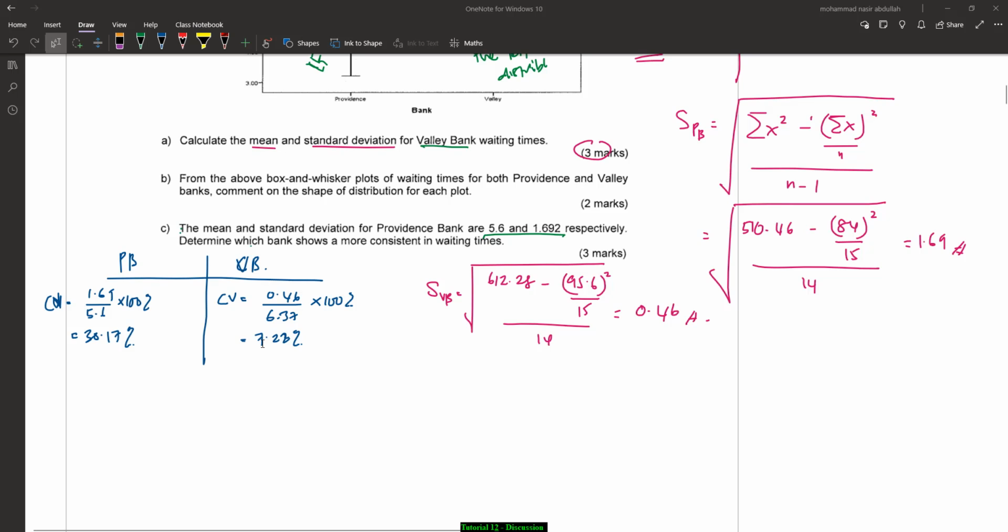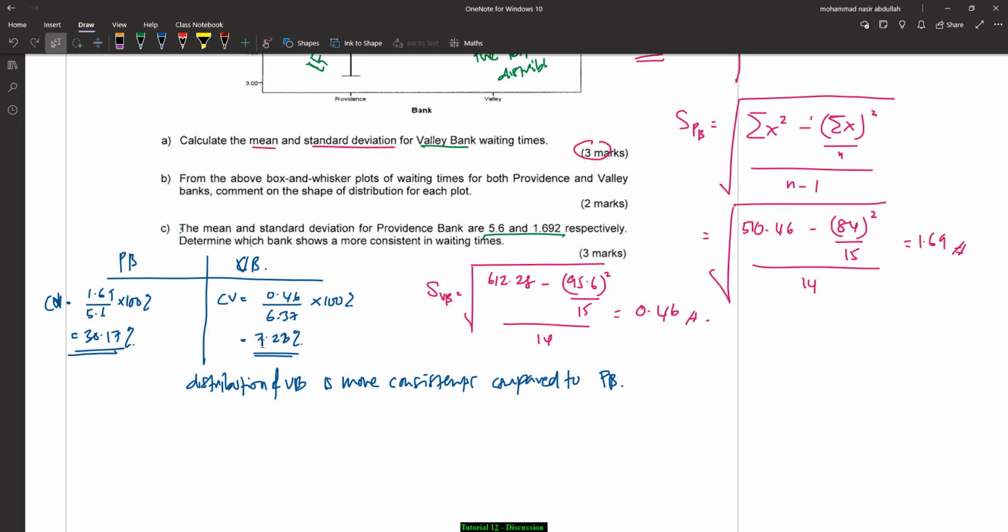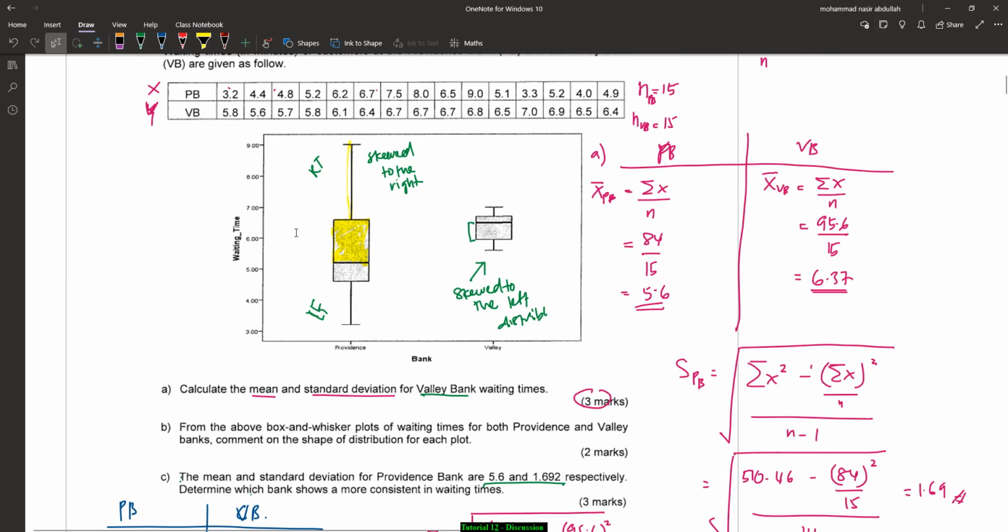So which one is more consistent? So if you look at into the coefficient of variation, VB is much smaller compared to PB, right? So we can say that VB, the distribution of VB is more consistent compared to PB. Right, that's all, 3 marks. Okay, so this is for question number 1.